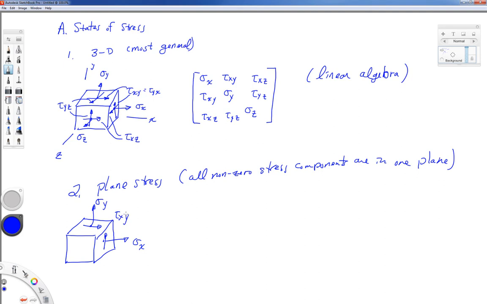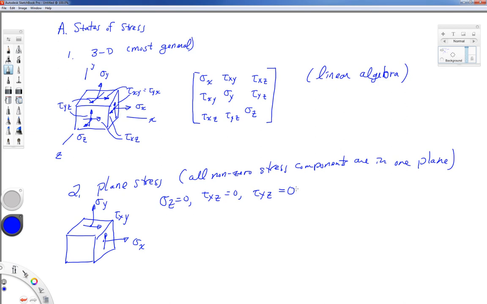Sigma Z, tau XZ, and tau YZ being equal to 0. Then we have what's known as a state of plane stress. Now, because of the perspective on this cube, I've drawn some stresses, but there are also stresses pointing in the opposite directions on the hidden faces of this cube that you can't see.